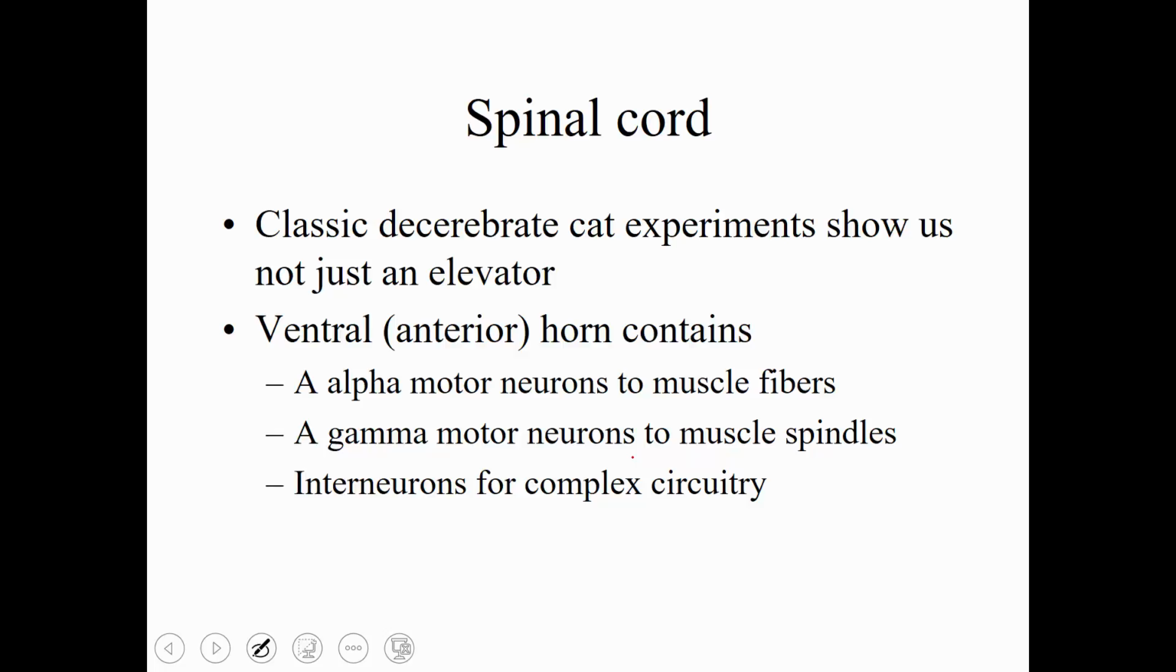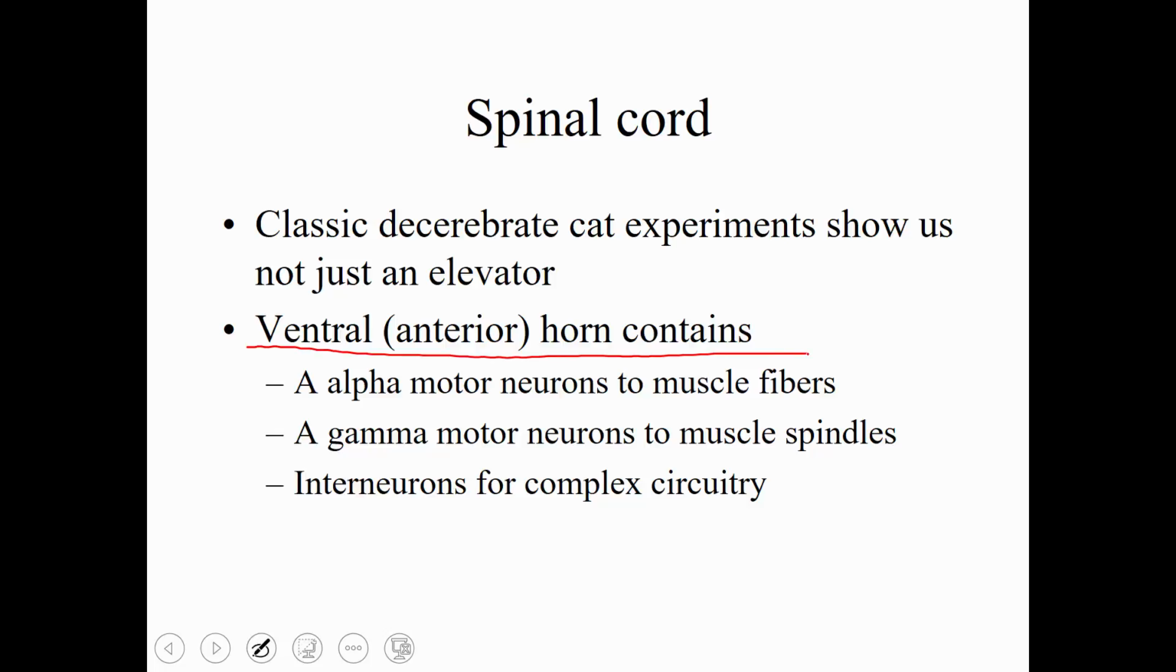So my apologies to all the cat lovers out here, but cats have been very important to figure out how motor systems work. And basically the idea is if you have a decerebrate cat and you see a motor behavior, that means the motor behavior is coming from the spinal cord. And something that we've learned is that the spinal cord has a map.